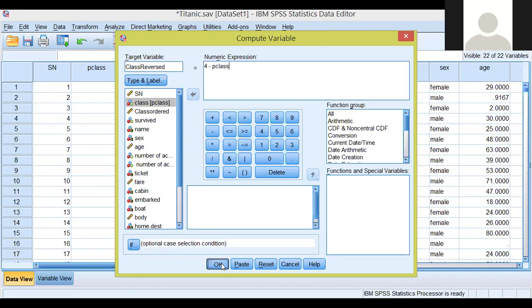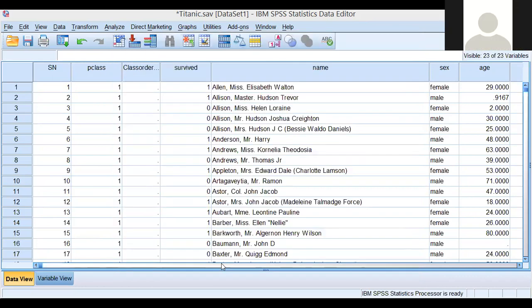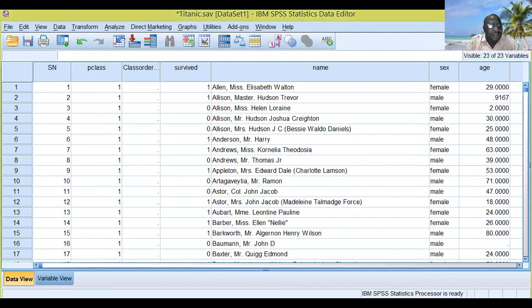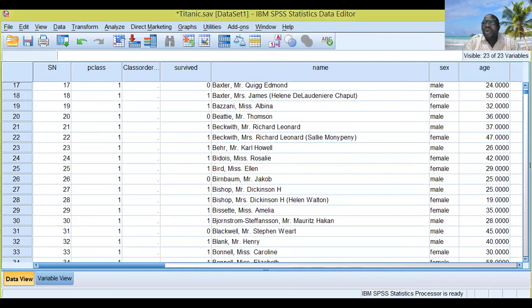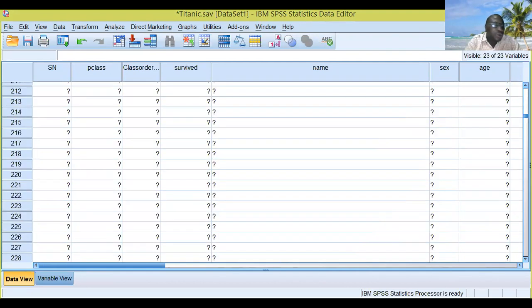We can see it now. Go to the last, scroll to the end. You are still in the variable view. Scroll to the last, we want to see the variable you just created. Scroll to the right.